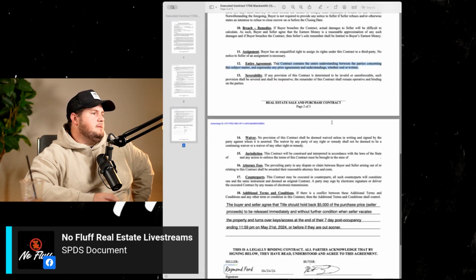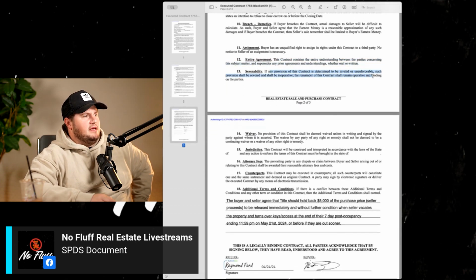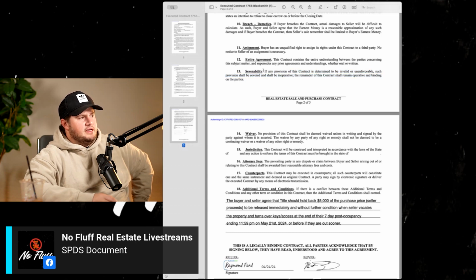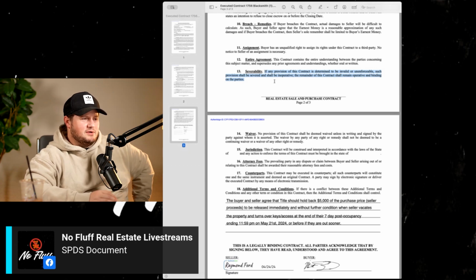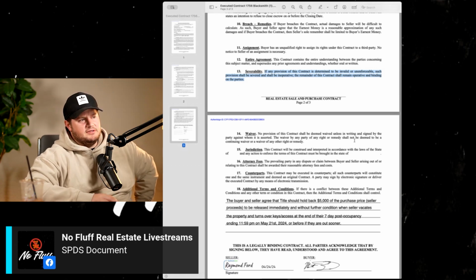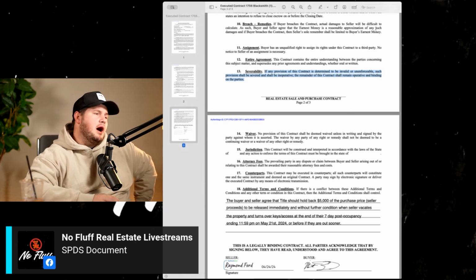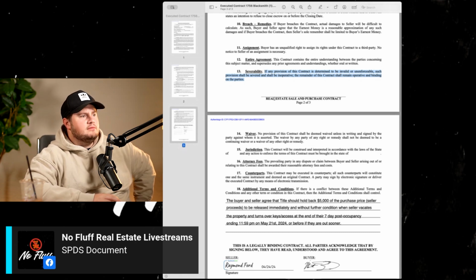Okay, severability. If any provision of this contract is determined to be invalid or unenforceable, such provision shall be severed and shall be inoperative. The remainder of this contract shall remain operative and binding to all parties. So if something is just weird, like the seller has the third day of the month to do X, Y, and Z, some very specific term that is deemed to not make sense, or you can't really enforce it, then it's severed from the contract. Okay. But everything else still stands, the whole contract isn't severed, just that one thing, right? Whatever is deemed to be unenforceable.